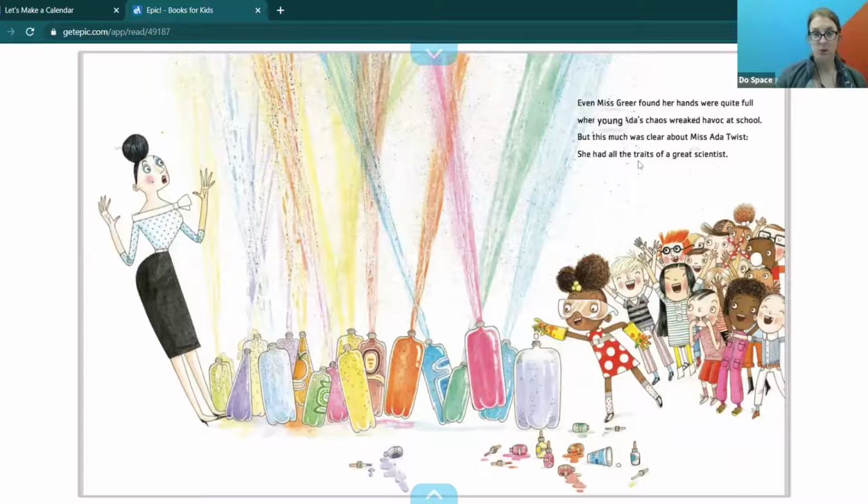And even Miss Greer found her hands were quite full when young Ada's chaos wreaked havoc at school. But this much was clear about Miss Ada Twist. She had all the traits of a great scientist. She's asking all these questions, right?